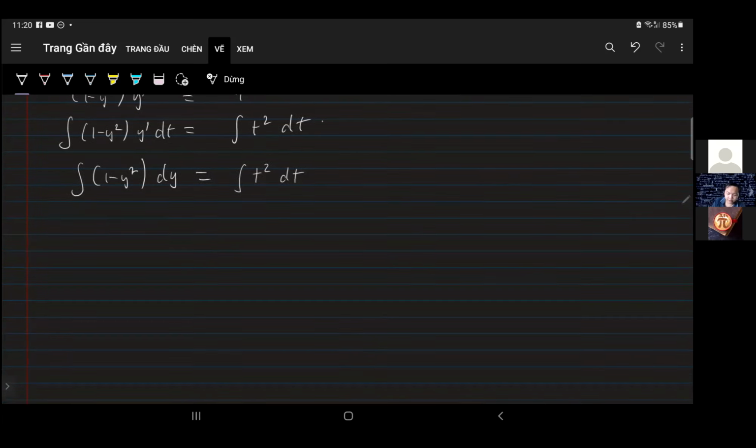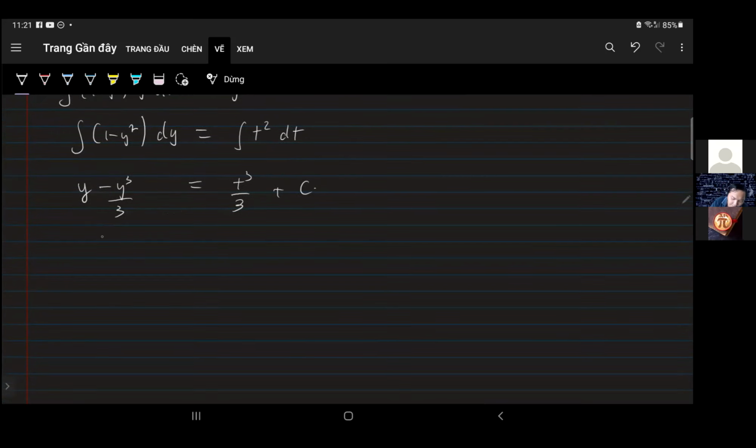Okay. And this integral is very easy to compute, because on the left and on the right, each of them is just a polynomial. So on the left, it's just y minus y cubed divided by 3 plus some constant. You can put the constant on the right, don't worry. It equals t cubed divided by 3 plus some constant. And now you have the solution in implicit form: negative y cubed divided by 3 plus y minus t cubed over 3. So the implicit form here is always equal to a constant.